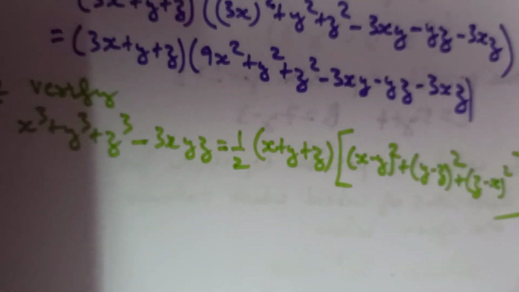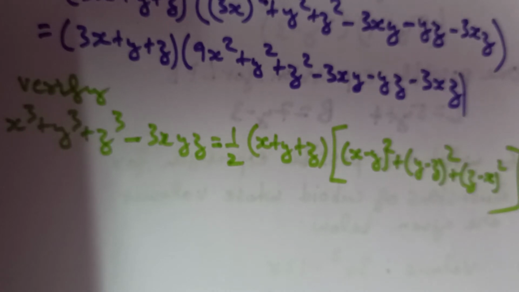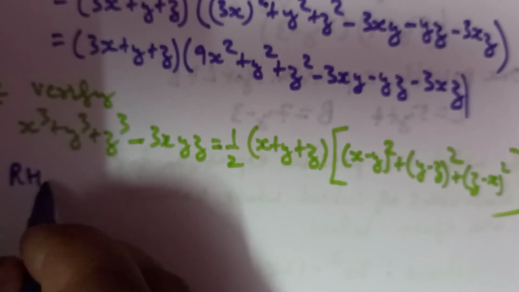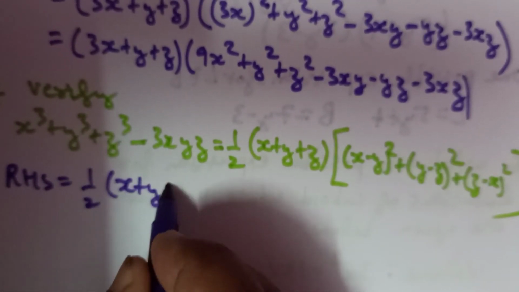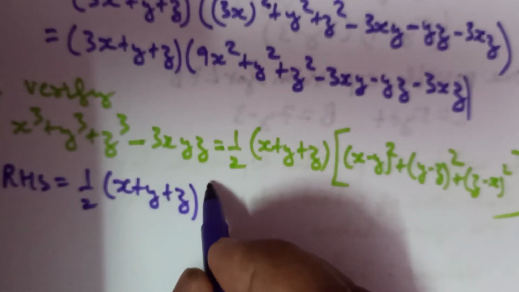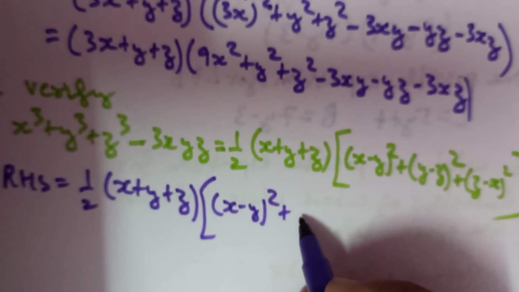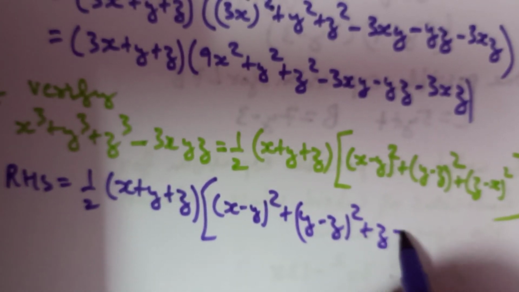Okay, next question is x cube plus y cube plus z cube minus 3xyz equals 1 by 2 (x plus y plus z) into ((x minus y) whole square plus (y minus z) whole square plus (z minus x) whole square). So we will be starting with the RHS. So on the RHS we write 1 by 2, within bracket x plus y plus z, and within bracket (x minus y) whole square plus (y minus z) whole square plus (z minus x) whole square.